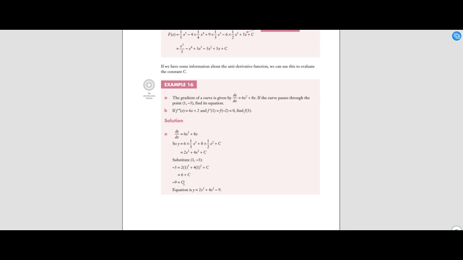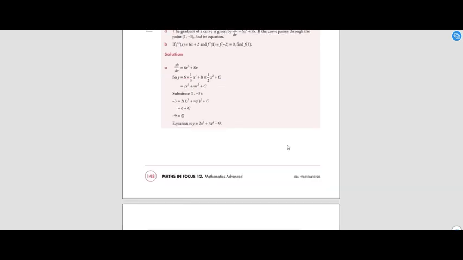So basically, when they ask questions like this, what you're trying to find out is that constant. Once you find that constant, you just say the constant is -9, so y equals 2x cubed plus 4x squared minus 9, okay? So you might be asked that kind of question.